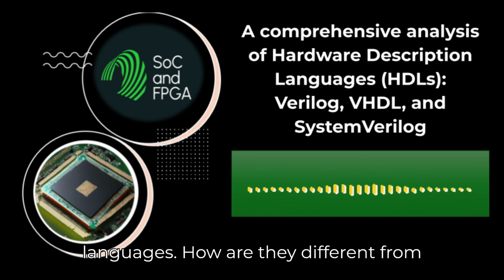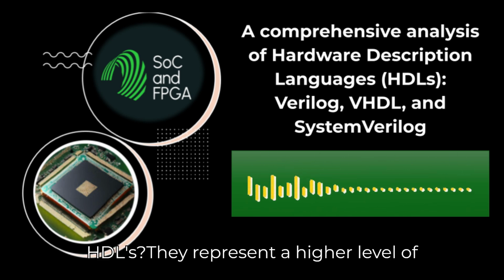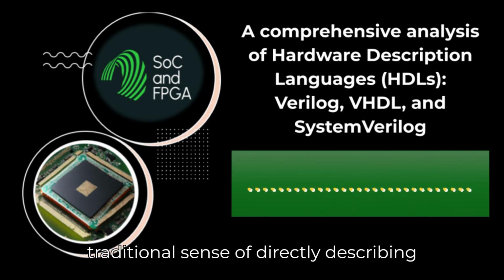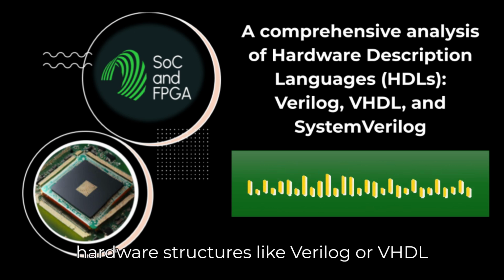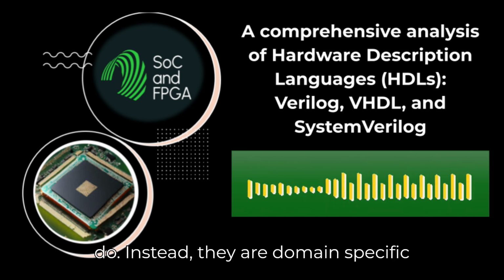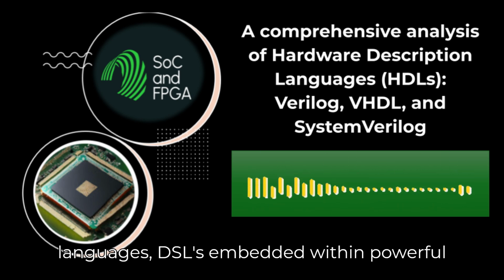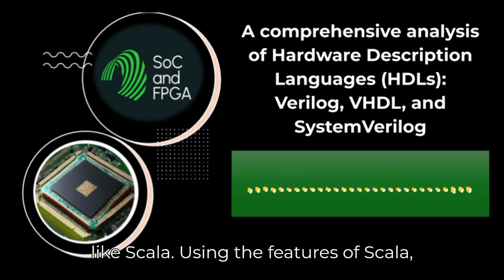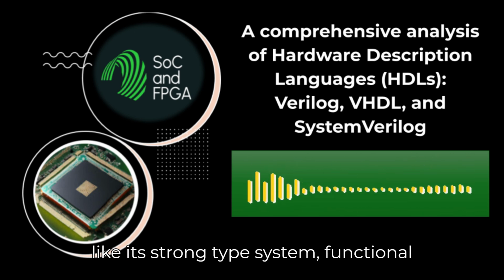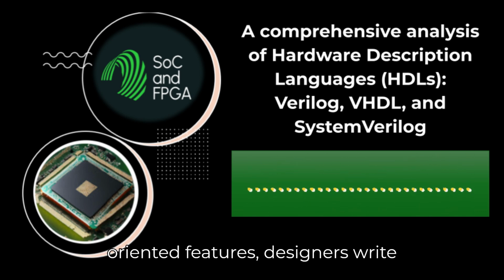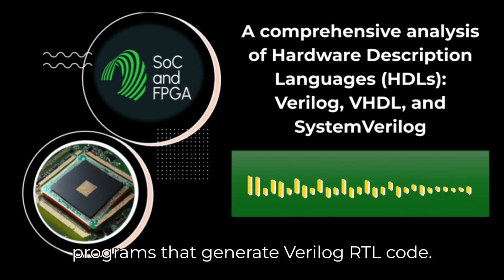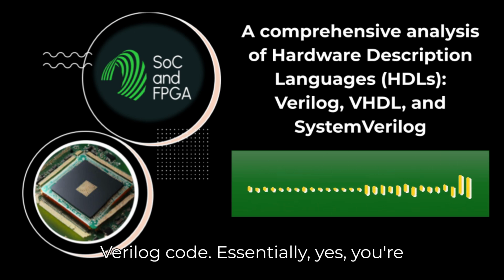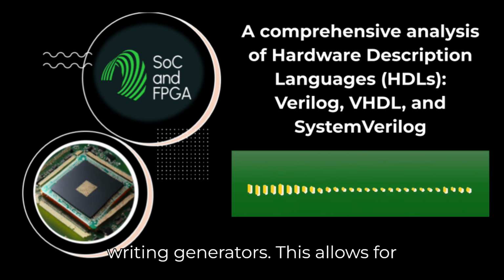Hardware construction languages, how are they different from HDLs? They represent a higher level of abstraction. They aren't HDLs in the traditional sense of directly describing hardware structures like Verilog or VHDL do. Instead, they are domain-specific languages, DSLs, embedded within powerful general-purpose programming languages like Scala. Using the features of Scala, like its strong type system, functional programming capabilities, and object-oriented features, designers write programs that generate Verilog RTL code. So you write Scala code that writes Verilog code. Essentially, yes, you're writing generators.